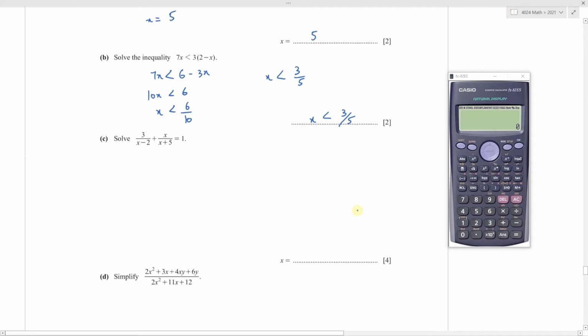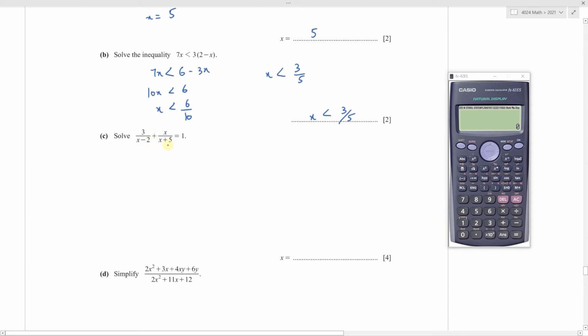Part C is solve this equation. So let's take the LCM. X minus 2 into x plus 5, then this equals 1. So this 3 will be multiplied by x plus 5 plus x multiplied by x minus 2. So let's open these brackets. So 3x plus 5 times 3 is 15 plus x square minus 2x equals, let's open these brackets in the denominator as well.